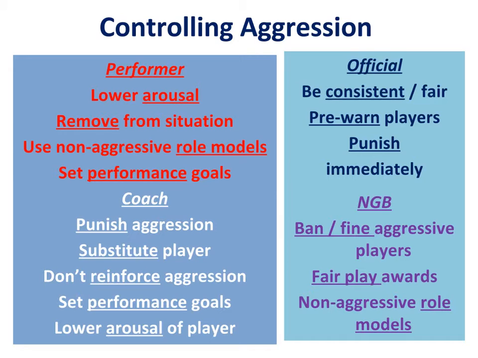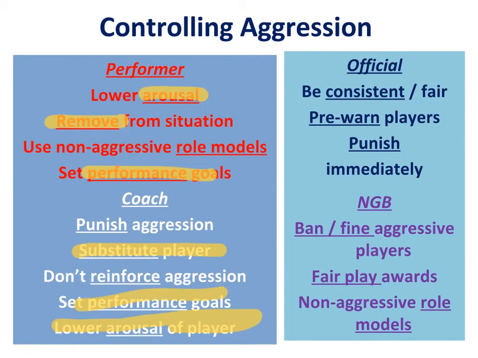Okay, so we can see that we do have some transferable answers. We've got something around arousal, so the performer can control their arousal, and the coach can lower the arousal of a player. We can also remove yourself from the situation, and again we could argue that by substituting the player, we can do that as a coach as well. Players can set their own performance goals, as can coaches. So you can see we've got some transferable answers here.